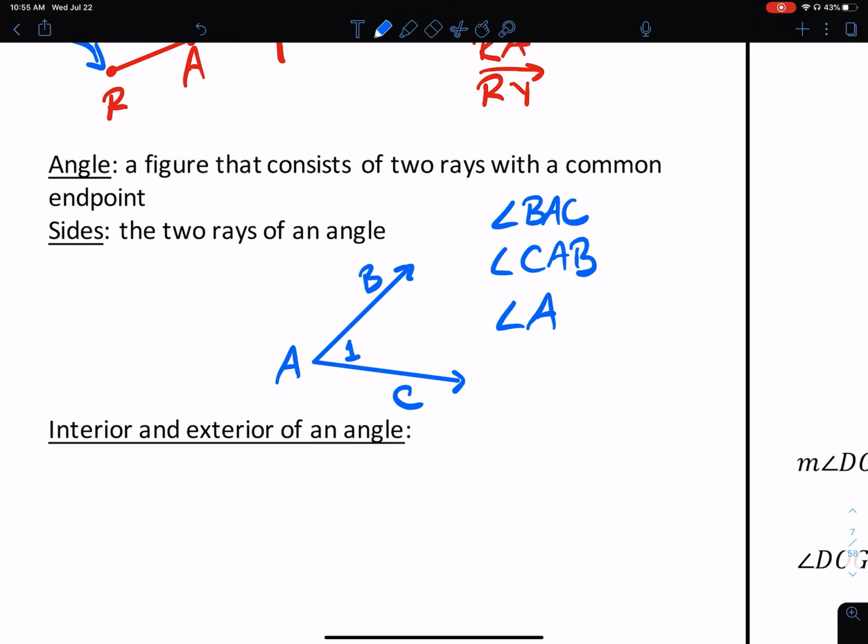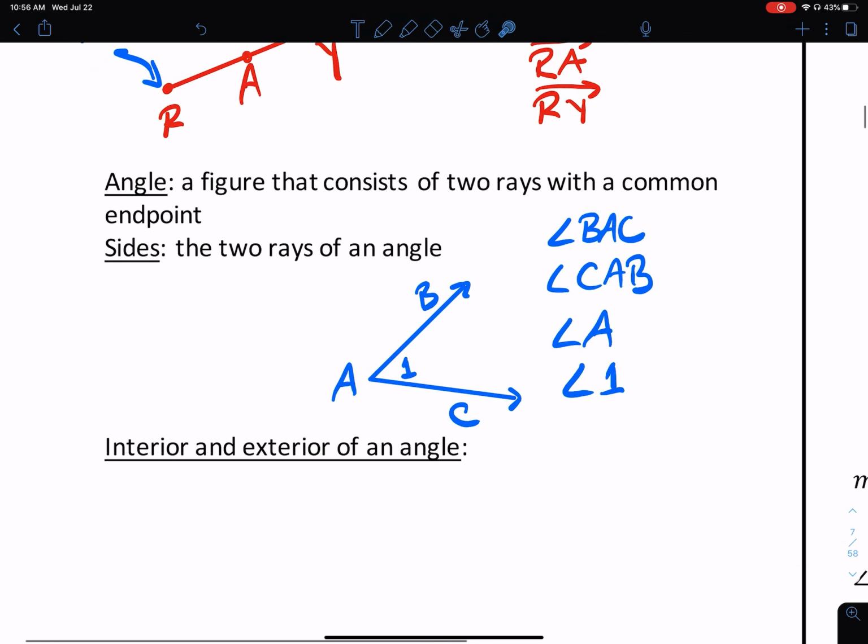You might be thinking, why would I ever use three letters when I could use one? Well, there are some instances where you have to use three letters because it's not obvious which angle you're talking about. We will get to that when we get to that. We could also call this angle 1 if you're fortunate enough to have a little number inside the angle that is not the degree measure, but just representing, hey, this is angle 1. As regards to sides, we could say that ray AB and ray AC are sides of the angle.